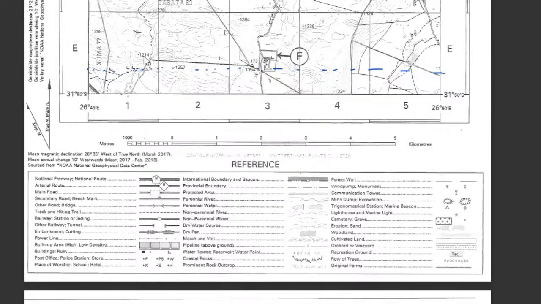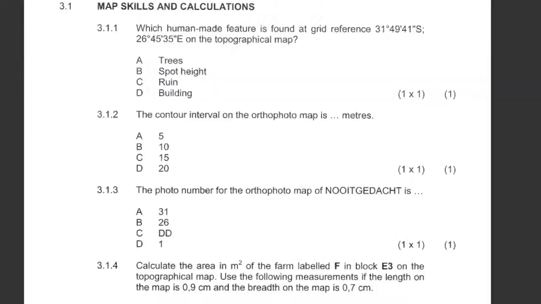So when you check this and this line here, the point of intersection is going to be our feature. So which is that one? And when you check on the key, that feature, buildings is this, the road is this, which clearly indicates that from our options given, obviously it can't be trees and spot height can't be. The answer is going to be C.